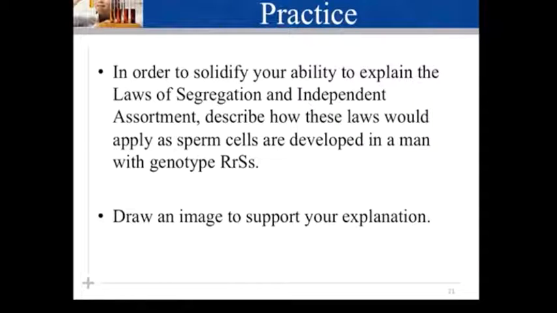In order to solidify your ability to explain the laws of segregation and independent assortment, take a moment to stop, pause, and describe how these laws would apply as sperm cells are developed in a man whose genotype is big R, little r, big S, little s. And then on a piece of paper, draw an image that can support your explanation.